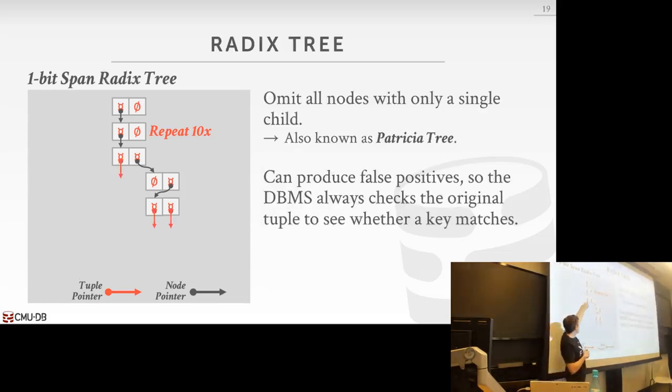We instead can just store, if you go down here at this level, if the bit is 0, I only have one key that matches, so let me just store the tuple pointer to that key. And then same thing over here. So this is vertical compression.